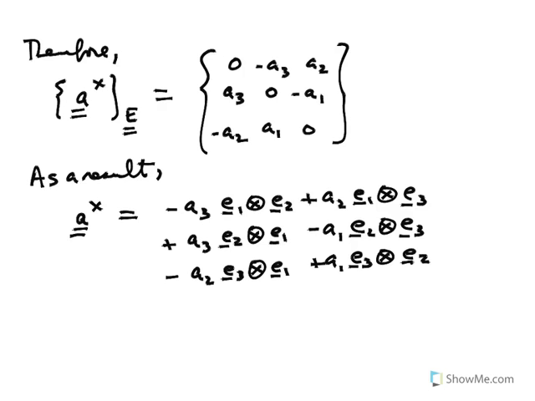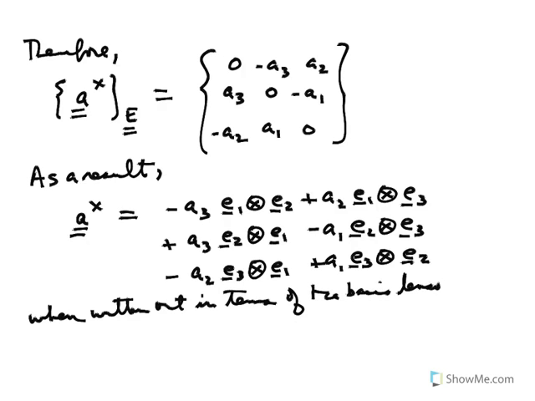So the cross product itself, or the vector product, the first operation, which is that A cross, is itself a tensor. And that tensor actually looks like what I wrote in this last expression when written out in terms of the basis tensors, EI circle cross EJ, where I and J go from 1 to 3.